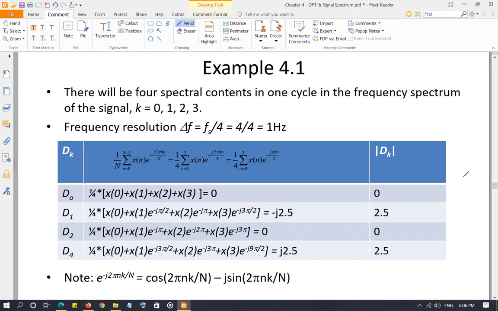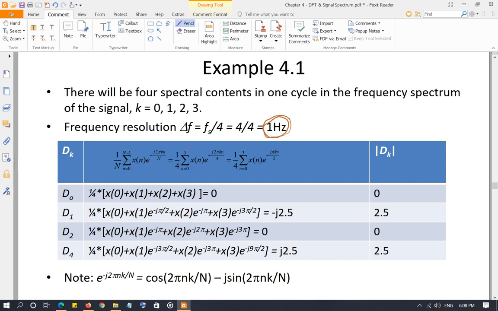That means we will have 4 spectral contents as well, corresponding to the 4 samples. So my harmonic number k is 0, 1, 2, 3. 0 is DC, 1 is fundamental, 2 and 3, of course. Frequency resolution is sampling frequency divided by the number of samples in one cycle, so it's going to be 1 hertz. That means in the 4 hertz sampling frequency, I will have 4 spectral contents, and those spectral contents are going to repeat themselves in each cycle.